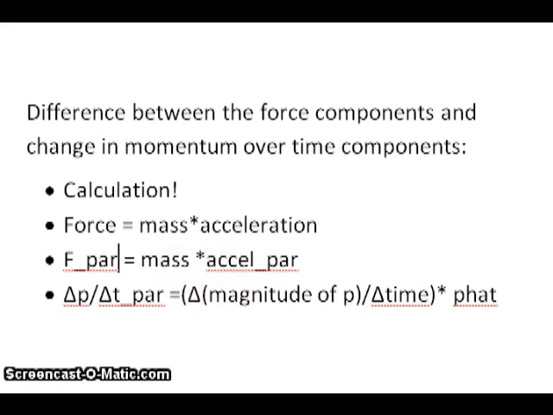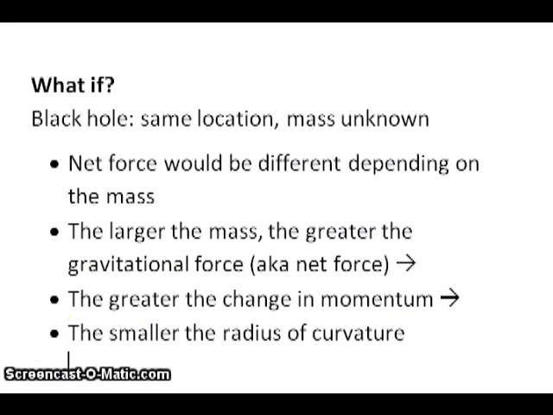Now what if a different black hole was put in the same location but with a different mass? Well, we don't know the mass, so the net force would be different depending on the mass. And if the mass was larger, then the net force would be greater, because the gravitational force, or the net force in this situation, is G times mass 1 times mass 2 divided by r squared. You get the picture. So if you increase the mass, you increase the force, which means a greater change in momentum and a smaller radius of curvature.